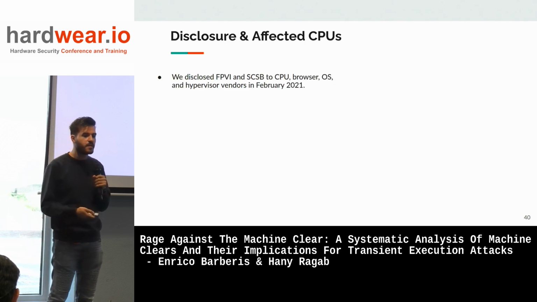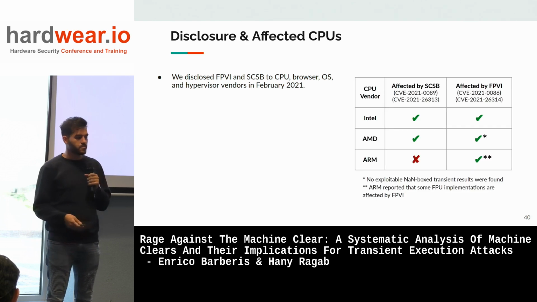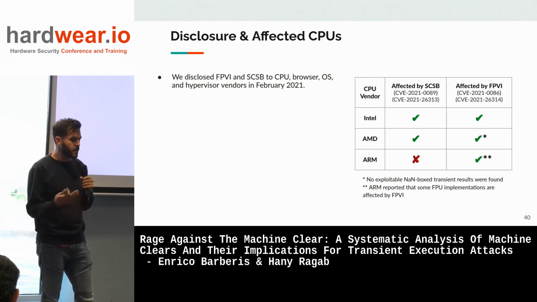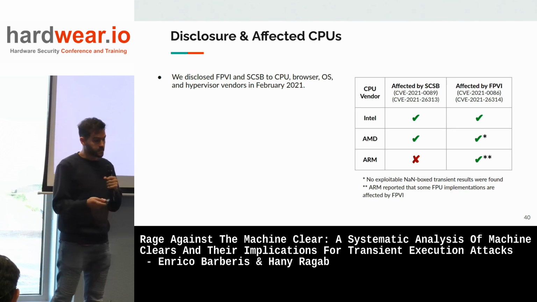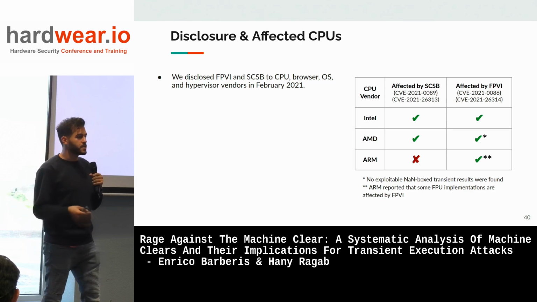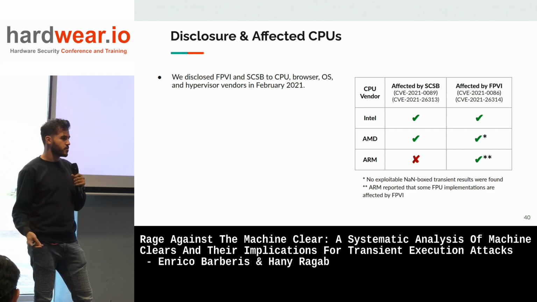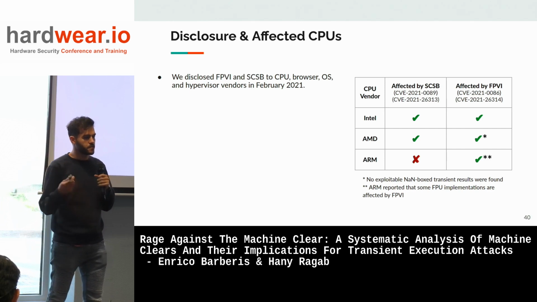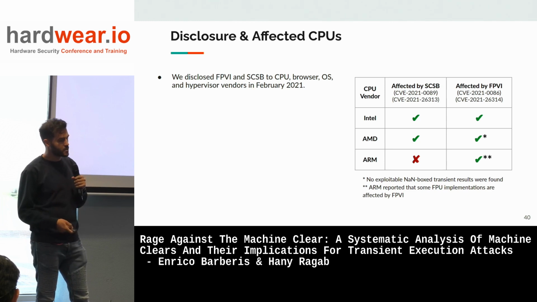So we disclosed FPVI and SCSB to all major CPU, browser and operating system vendors earlier this year. We were informed that on Intel, for example, both FPVI and SCSB affect all Intel cores and processors. The same is valid also for AMD, except that in the case of FPVI, we couldn't find an X and Y that were actually exploitable. But we were still able to inject an arbitrary floating point result in subsequent instructions.